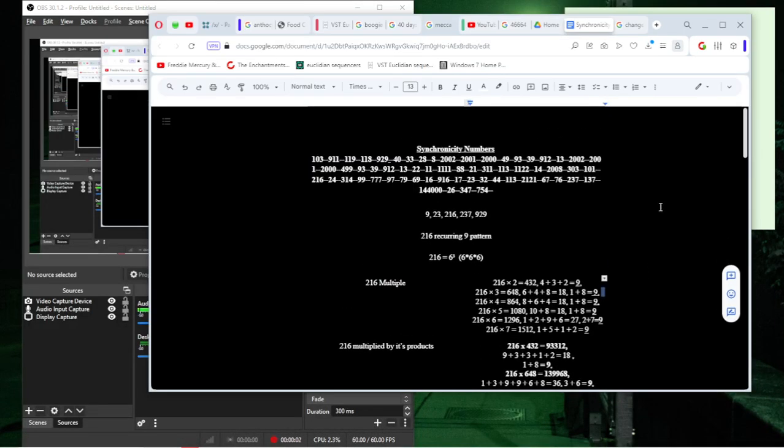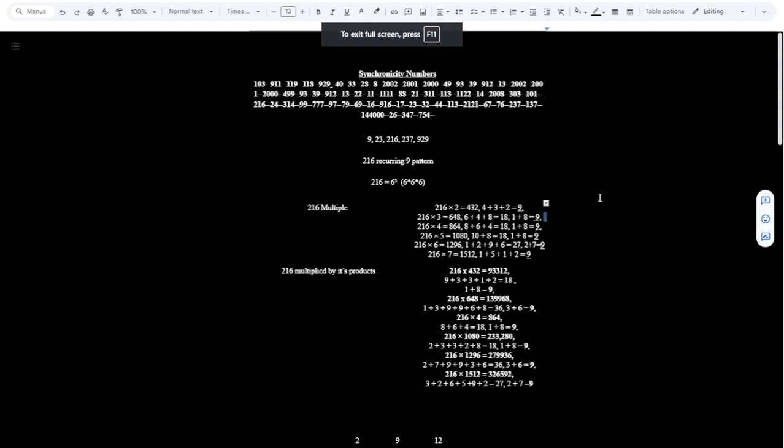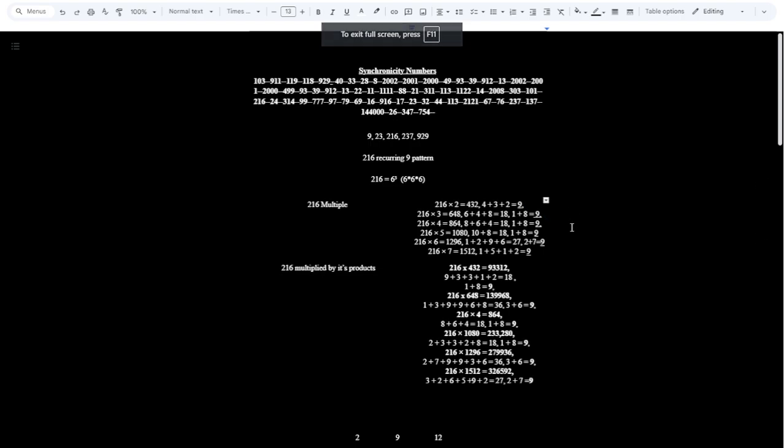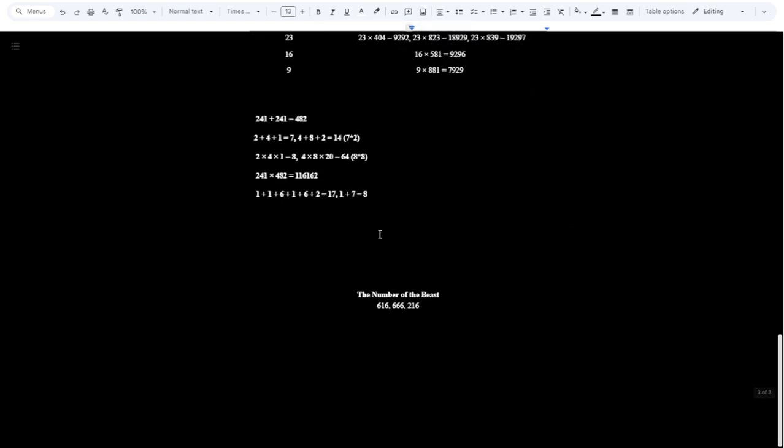Alright, so one of you guys asked me about synchronicity numbers. Well, you asked me about a specific number, 241 right here. And, well, I did a little bit of math with it. Here it is. The only interesting part I found was this, the 8x8, 482. I don't know how to describe it, but here's the math.